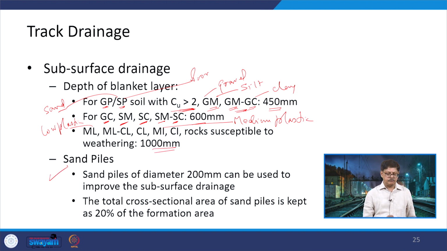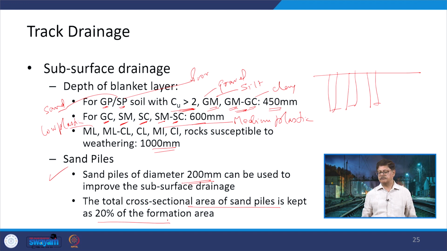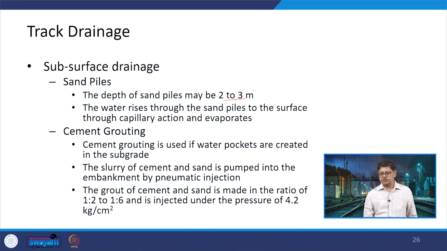There is another way we can use the sand piles. That means the sand piles are driven inside in this form into the formation. These can be of a diameter 200 mm. The total cross sectional area of the sand piles is kept as 20% of the formation area. So, if we are talking about this area, in how much area those sand piles are being provided has to be identified on the basis of this total area. So, this is 20% of the total area. The depth is 2 to 3 meters.